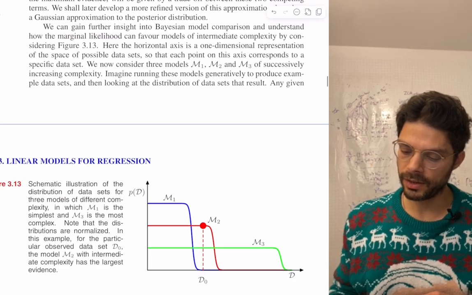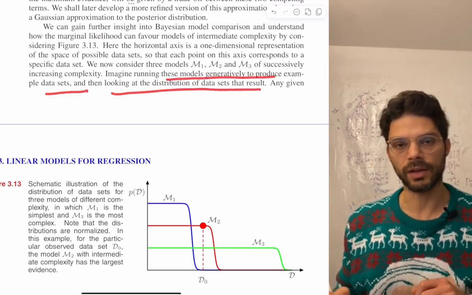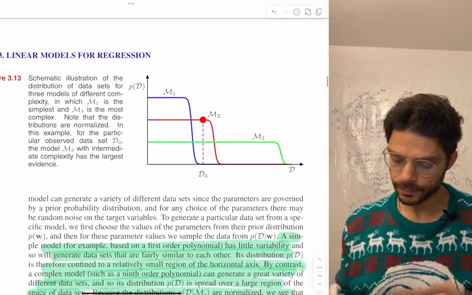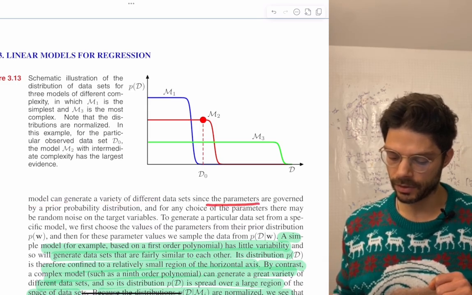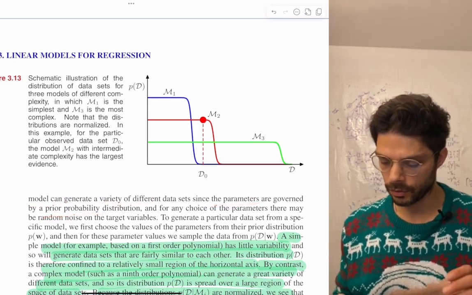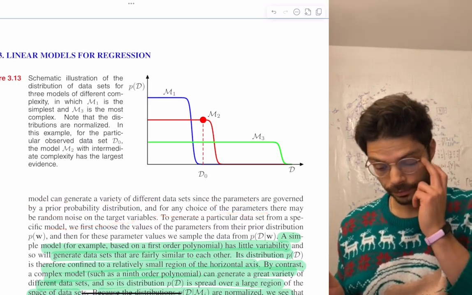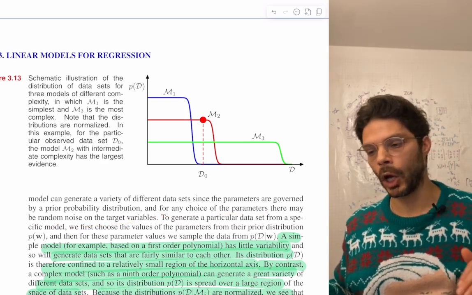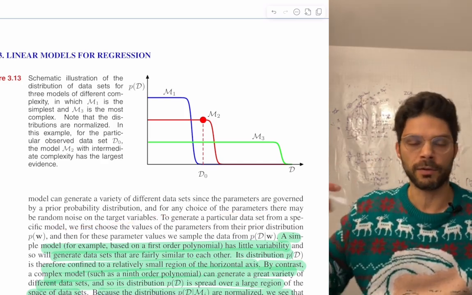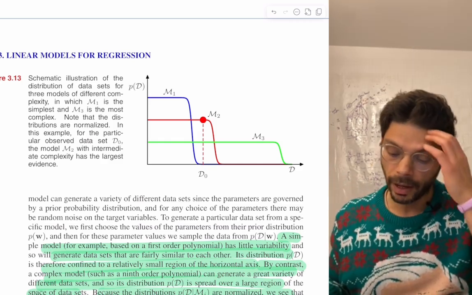Now imagine running these models generatively to produce example data sets and then looking at the distribution of data sets that result. Any given model can generate a variety of different data sets since the parameters are governed by a prior probability distribution. For any choice of the parameters, there may be random noise on the target variables. So even our simple linear model could generate data that was coming from a sinusoid, because you can imagine it's a really noisy version of a line.